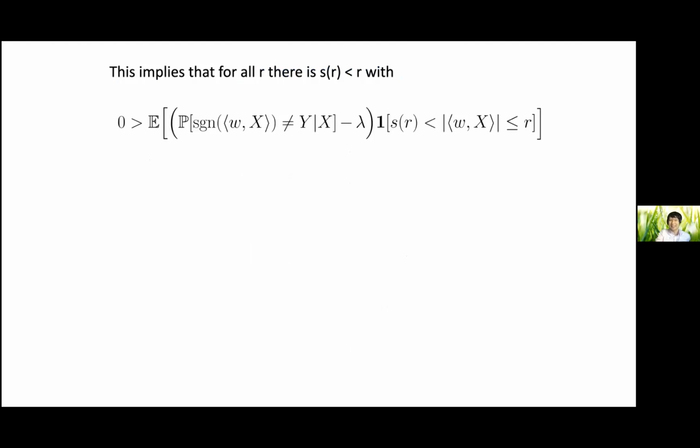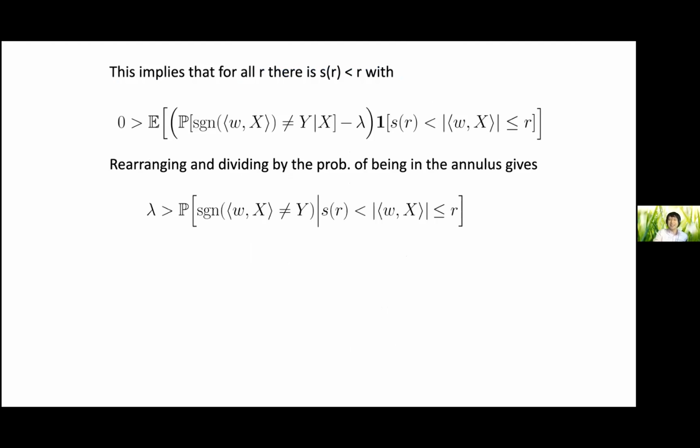So you can write out what that means, then do a little rearranging, and you get something that has a very clear interpretation. For every width r, there's some smaller number s of r, so that if you look at the points where W dot x is between s of r and r, then the predictor, the half space W, makes error at most lambda on that region, which is kind of like an annulus. It's like a slab, but you took out the middle of it. And that just came from the fact that this integral was negative.